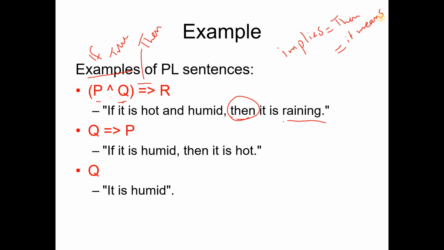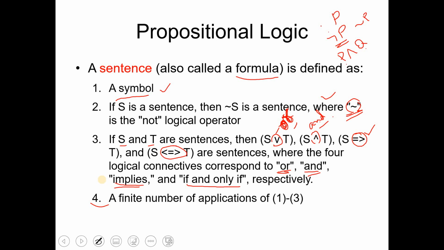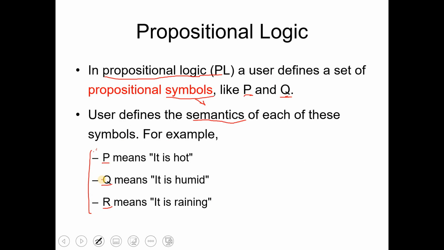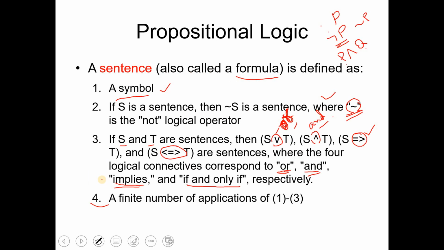Similarly, you can write other sentences. For example, Q implies P. If it is humid, then it will be hot. So these are some of the symbols. Only 5 symbols are there in this language that we will use to create different types of sentences. And finally, you can write only one symbol to represent one sentence. For example, you can say it is humid. That's enough. So these are the examples of this language. Basically this language has symbols, the meaning of the symbols, which is called semantics, and a sentence created using those symbols.